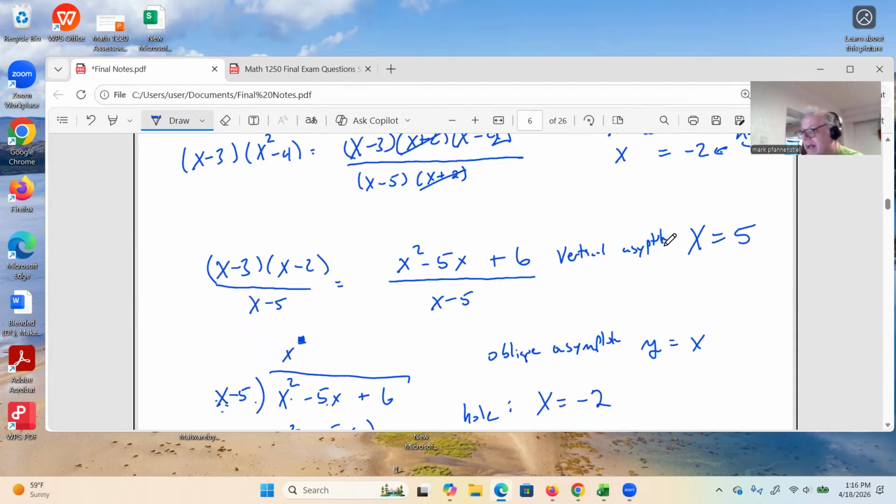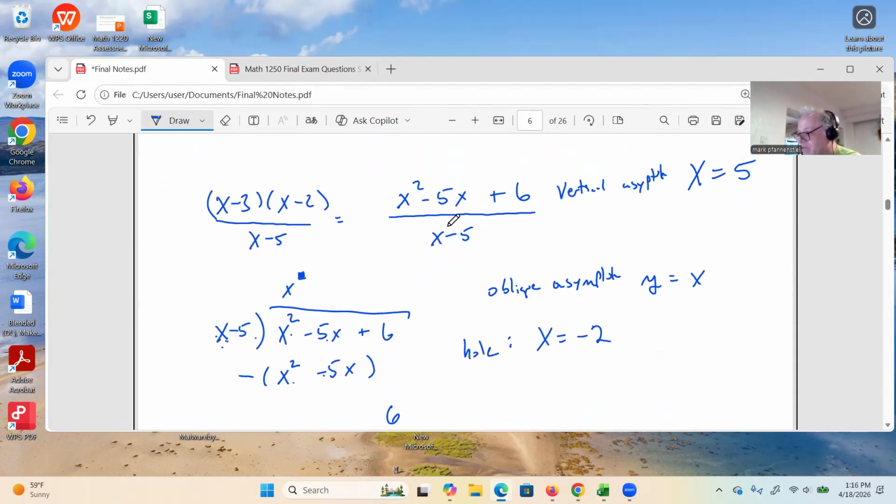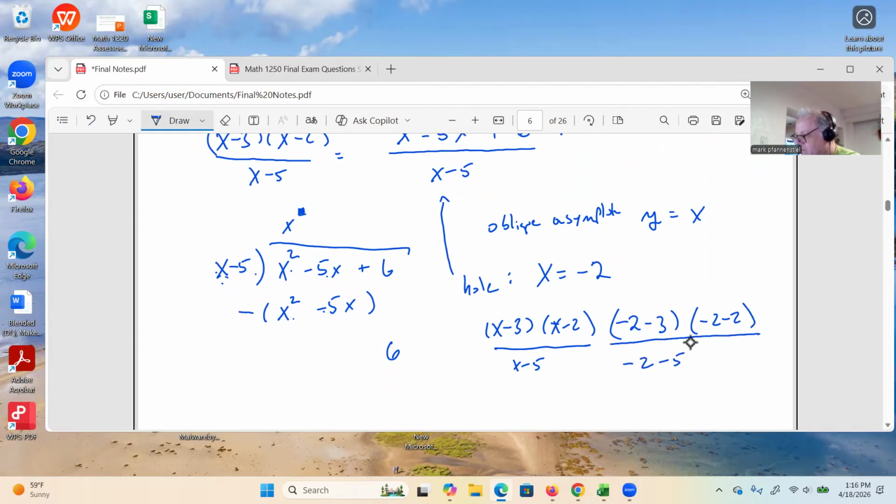And then we have to plug this back into our function, the function that we've reduced already, and then deal with it that way. So I could plug this x equals negative 2 back into this spot right here, and you could do it either way you'd like. I'm going to do it as x minus 3, x minus 2 divided by x minus 5. I'm just going to go ahead and plug in my -2. So we have -2 minus 3 times -2 minus 2 divided by -2 minus 5.